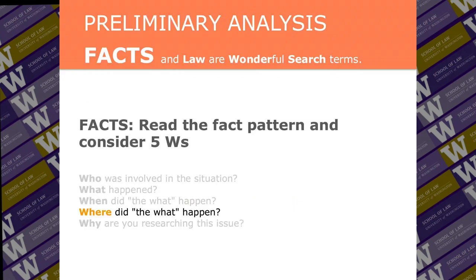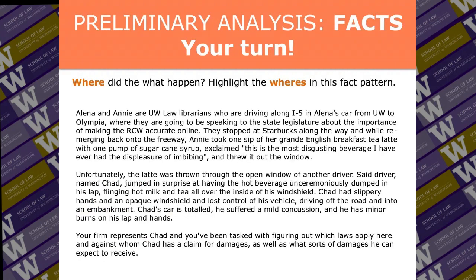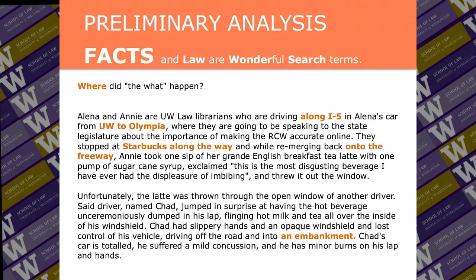The second to last W is where. Where did the facts take place? Thinking specifically about geographical location and jurisdiction. Why? Because the jurisdiction is going to matter very much for which laws are going to apply. Pause and think about the wheres in this fact pattern. I think the only real where we have here is I-5 somewhere between Seattle and Olympia.